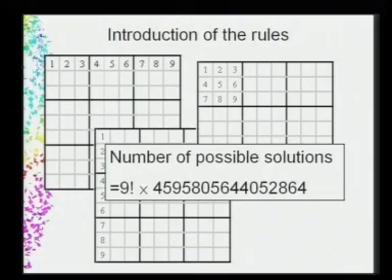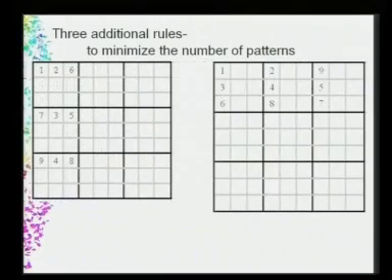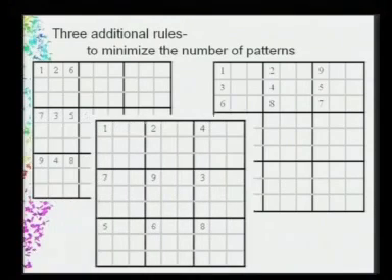It is difficult to conclude all patterns, so we add 3 more constraints to minimize the number of patterns. First, the corresponding small row in each big column should contain 1 to 9. Second, the corresponding small column in each big row should contain 1 to 9. Third, the corresponding box in the whole puzzle should contain 1 to 9.